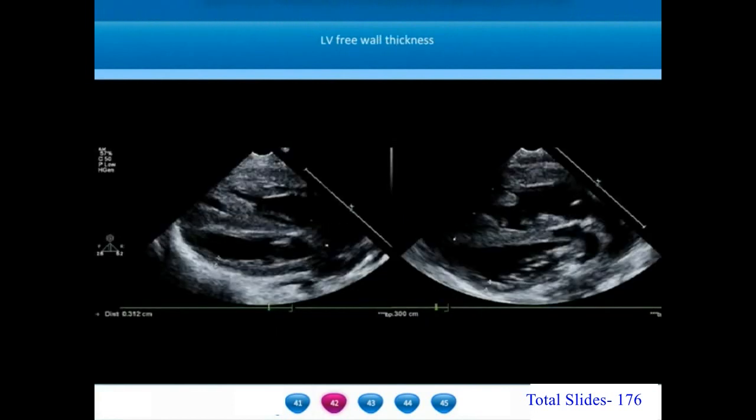Left ventricular free wall thickness is assessed in areas which are free of papillary muscles. The left ventricle is assessed in the end diastolic frame. We need to scroll the image and get to the end diastolic frame where the left ventricle becomes very, very thinned out, and then take the measurement in an area which is devoid of the papillary muscle.